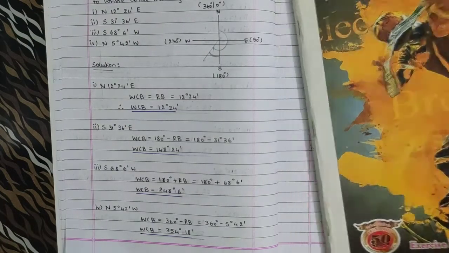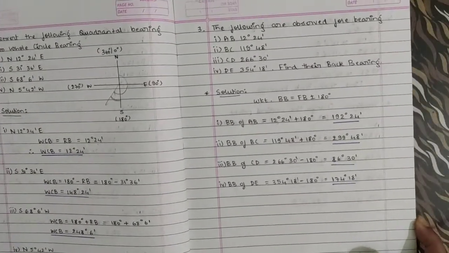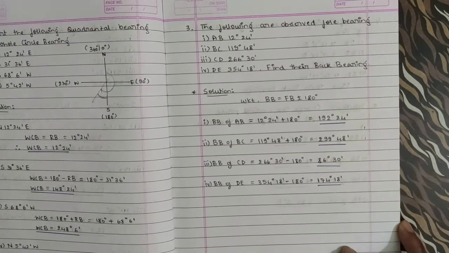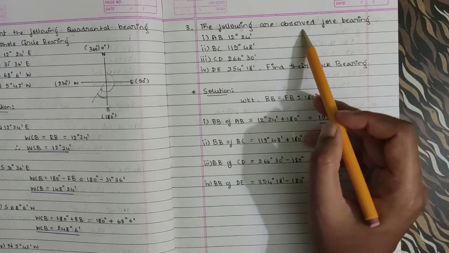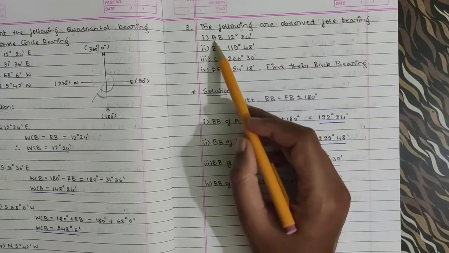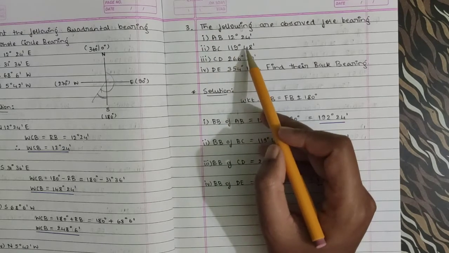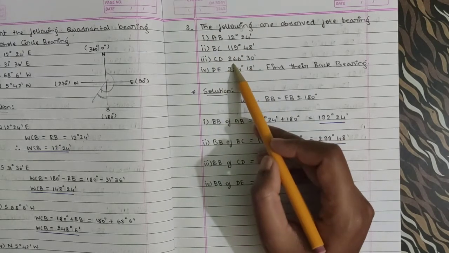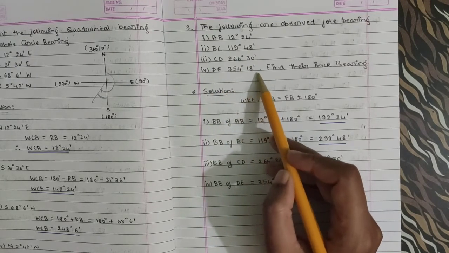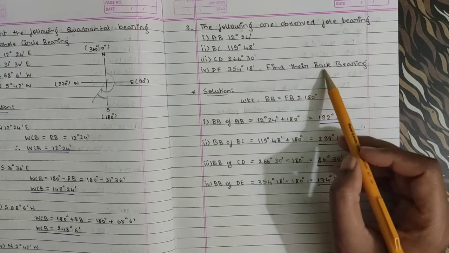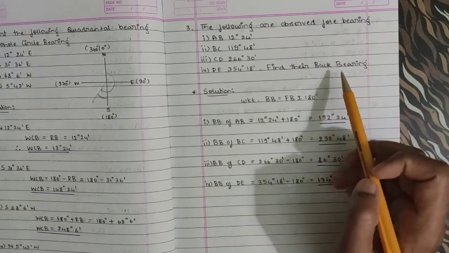Now we shall see how to convert the fore bearing to back bearing. You have the third numerical regarding the fore bearing. It is said that the following are the observed fore bearings: AB 12 degree 24 minutes, BC 119 degree 48 minutes, CD 266 degree 30 minutes, DE 354 degree 18 minutes. Find their back bearings. Here you have to find the back bearings for the given fore bearings.